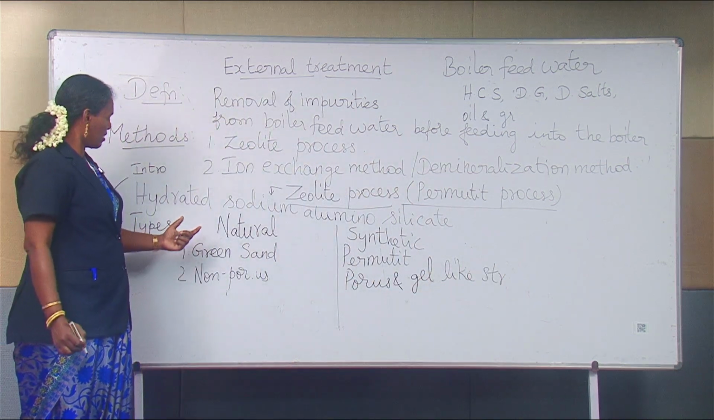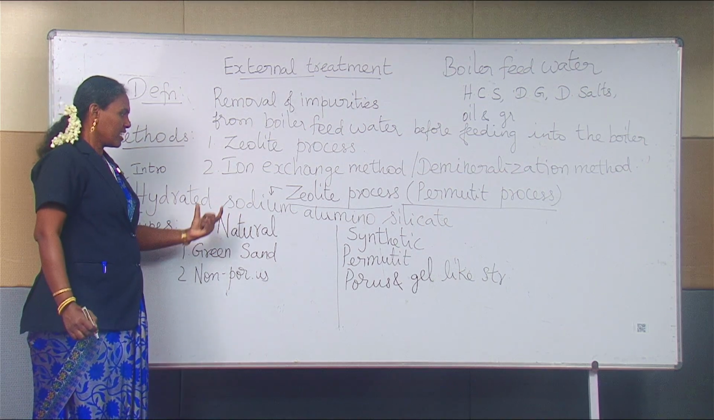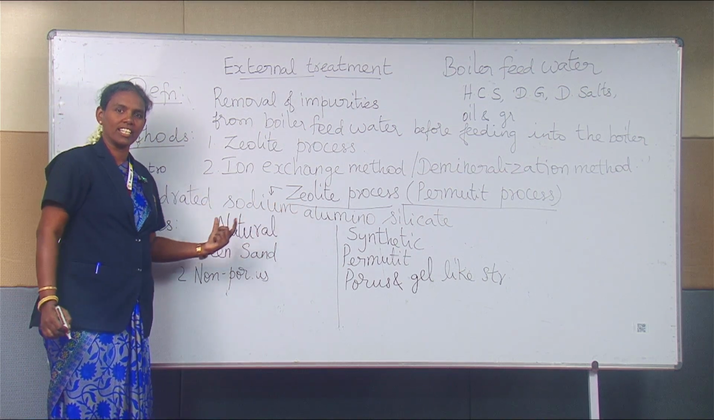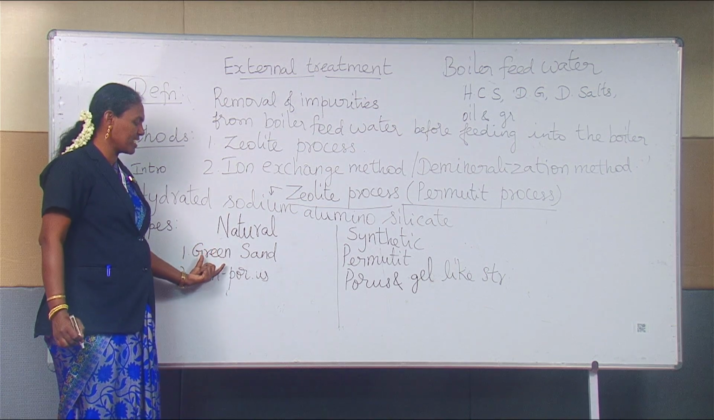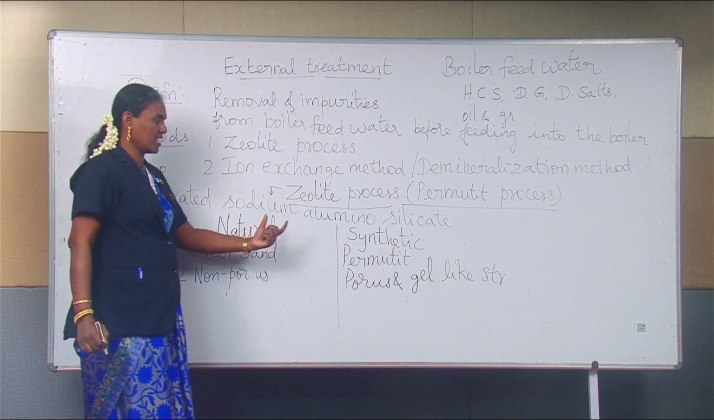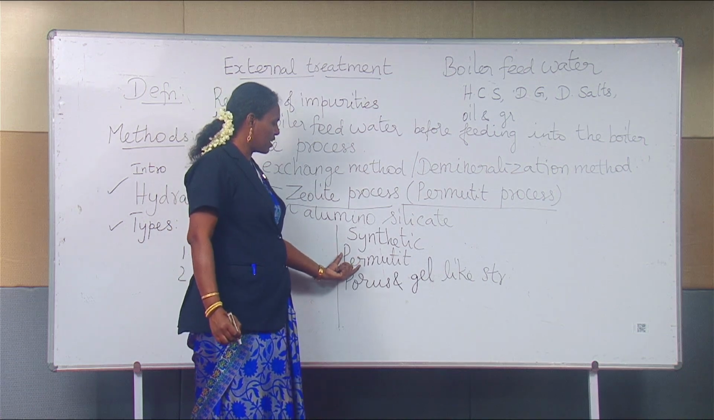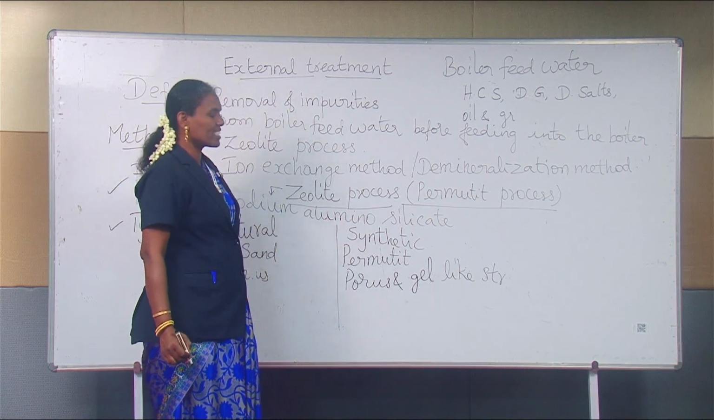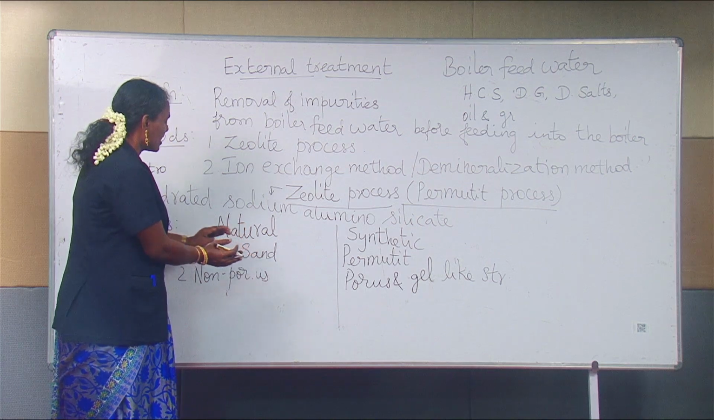So, this is something about the types you can write. Natural zeolite and synthetic zeolite. Natural zeolite is present in green sand and it is non-porous in nature. Synthetic zeolite is called permutit, and this is porous and gel-like structure. This is how you can write 2 points.